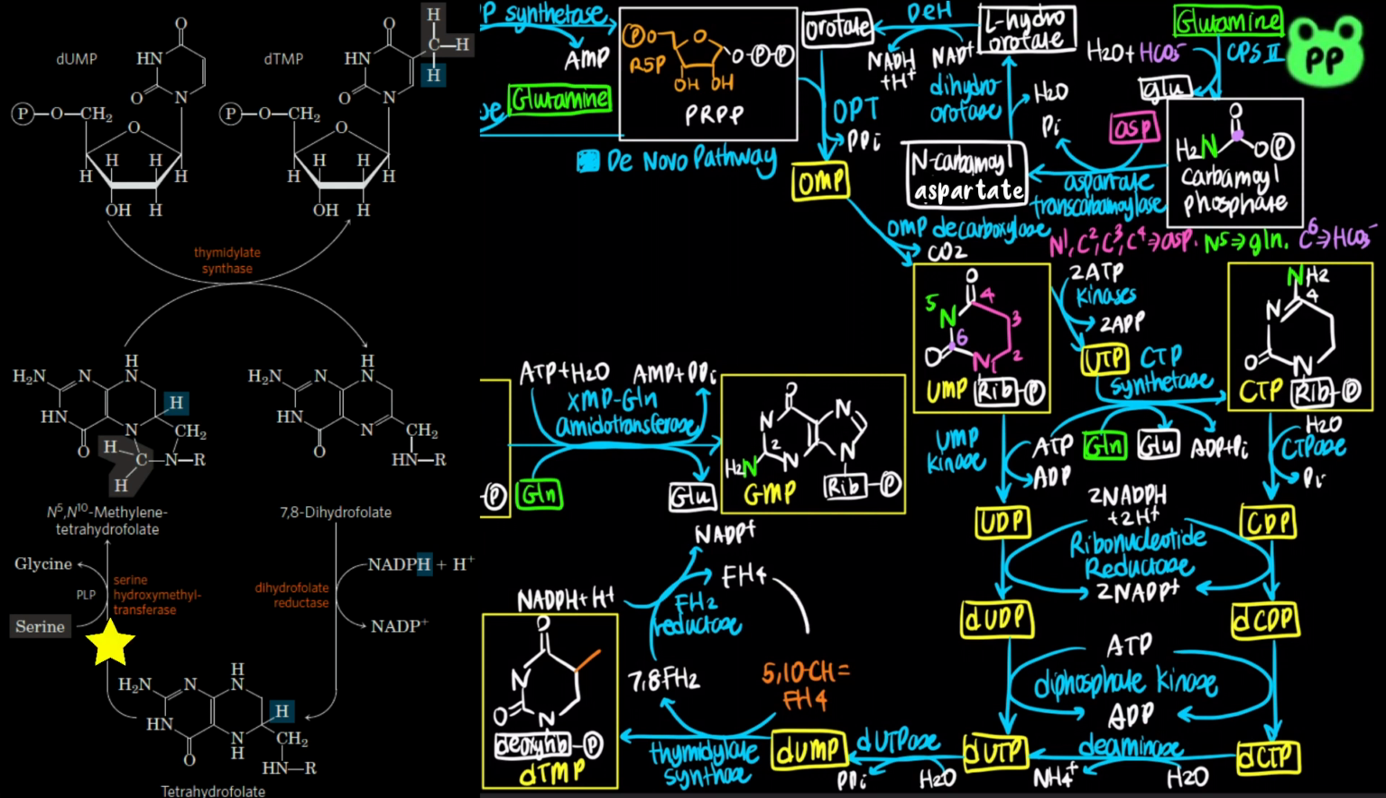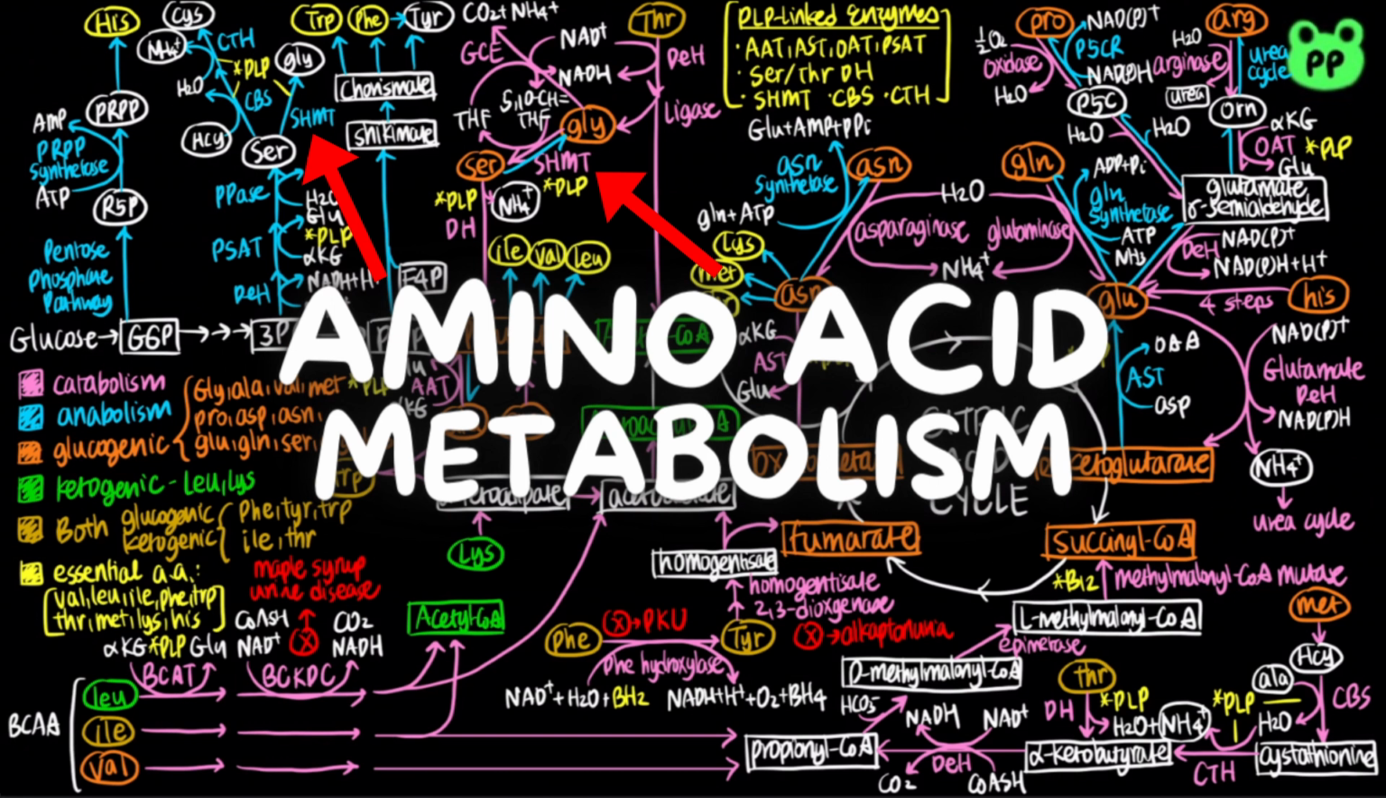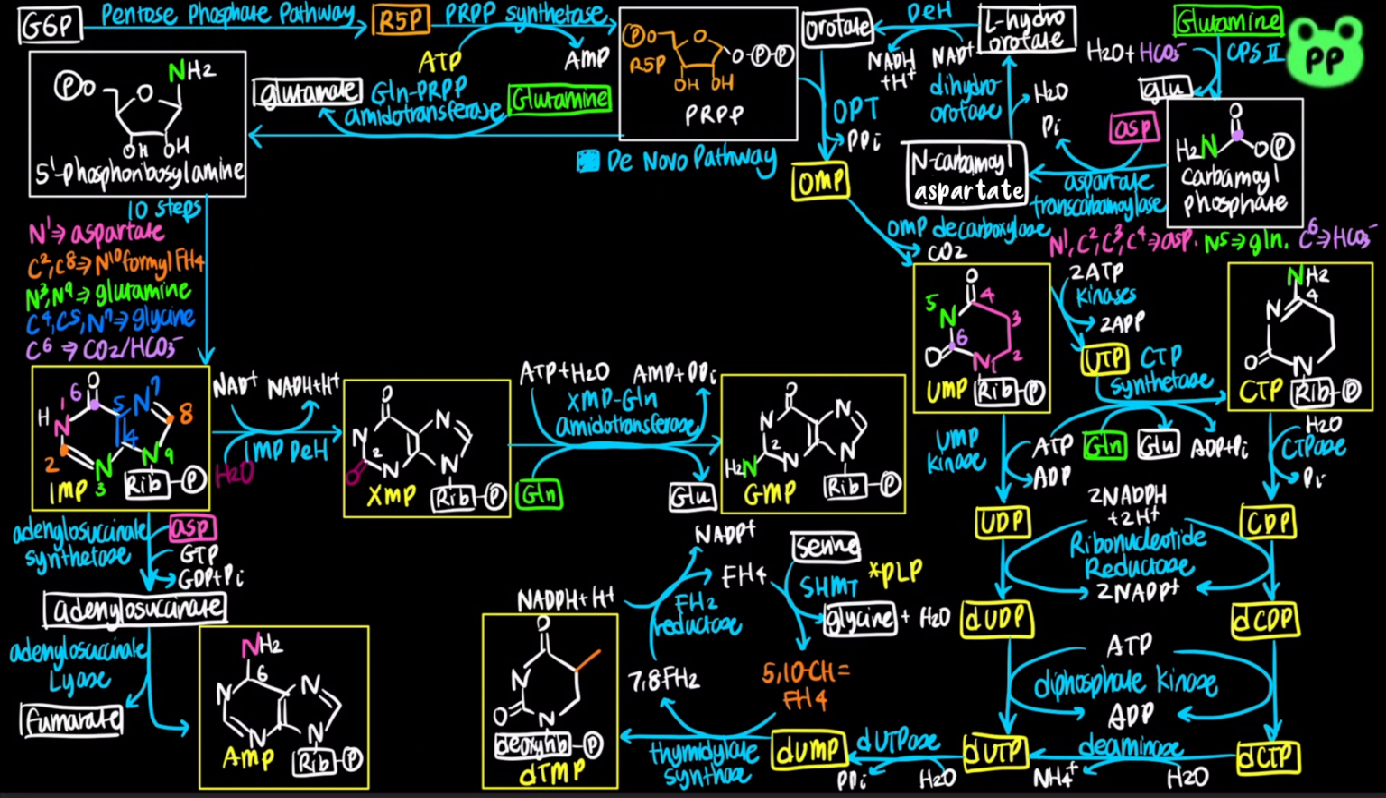Tetrahydrofolate can then be reconverted back to N5,N10-methylene tetrahydrofolate by serine hydroxymethyltransferase, abbreviated as SHMT, which is part of serine and glycine catabolism and anabolism and requires the cofactor pyridoxal phosphate or PLP, as mentioned in my previous video about amino acid metabolism. De novo nucleotide biosynthesis is regulated by feedback inhibition.